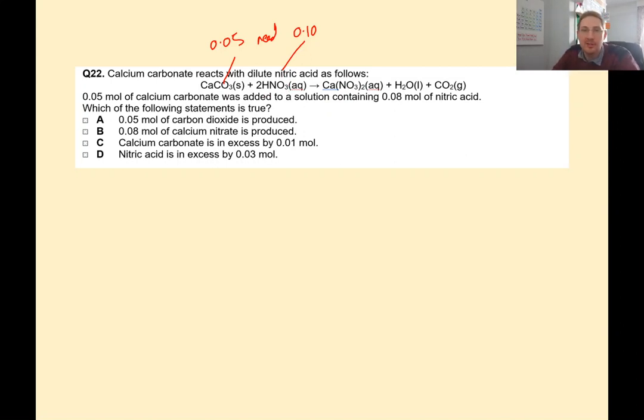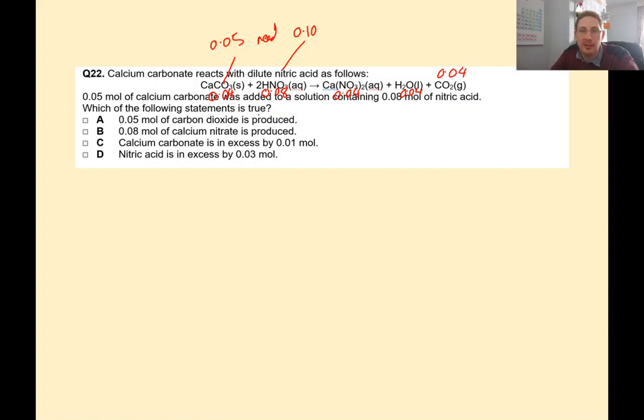So if we've got 0.08 moles of nitric acid, then we know that 0.04 moles of calcium carbonate would react. That would form 0.04 moles of that, 0.04 moles of that, and 0.04 moles of that. So let's have a look at this.